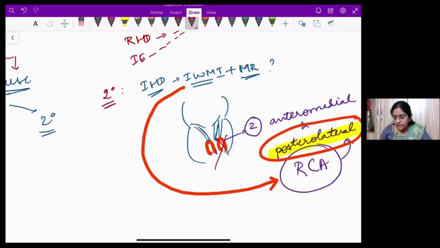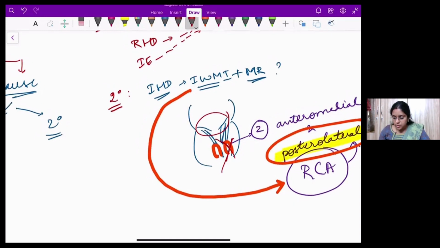When this ruptures, the valve apparatus loses its function. It is not able to keep itself tense. There is no support from below to keep it anchored to the ventricular muscle. So when this papillary muscle ruptures, the valve apparatus fails and there is leakage of blood. Blood comes from the atrium to the ventricle, and again there is some regurgitation of blood into the atrium. This is because of papillary muscle rupture.